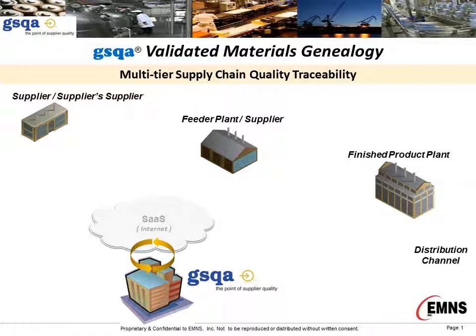This is one of several presentations on our website. This one's focused on validated materials genealogy. Really, that's about traceability, and we have shown here a simple multi-tier supply chain: a finished products plant, which would be your plant, an internal feeder plant, or possibly the first tier supplier external plant. And then the last tier is the supplier or the external supplier to the feeder plant. So we know there are all kinds of combinations like this, including co-manufacturers.